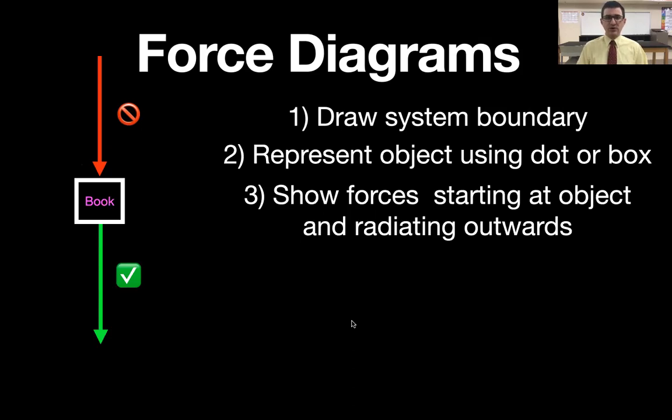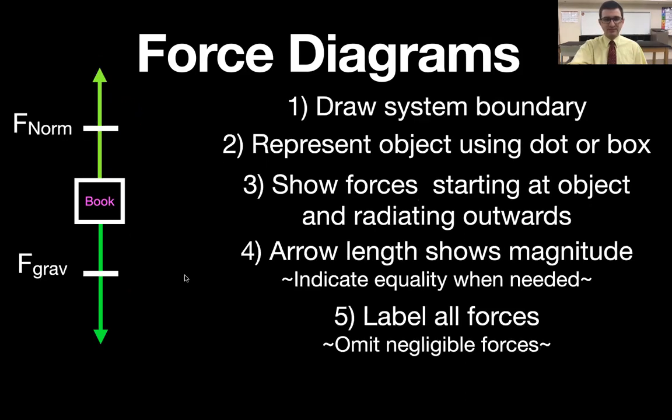Okay, we're going to go two in a row now. First, we're going to represent the object using a dot or a box. You see here, I chose the box method. Either one works. You do not have to label it inside the box. I just did to help you remember that this box represents the book. Next, we're going to show forces starting at the object and then radiating outwards. Here, this is a good way to show the force. It starts at the object and radiates outward. This is a bad way to show a force. It starts over here and radiates towards the object. This is just a convention so that we always know where to look for the forces. So it always starts at the object and then radiates outward, either up, down, left, right, or at an angle. It's all fine. It just always needs to start at the object.